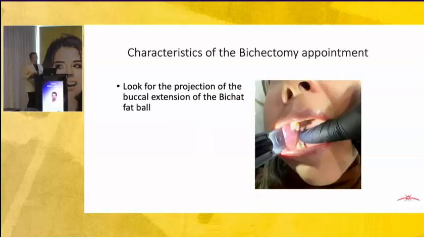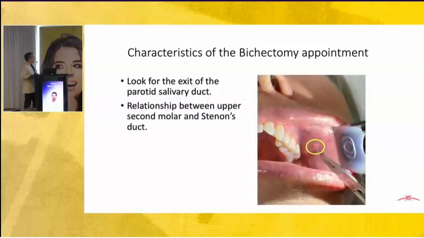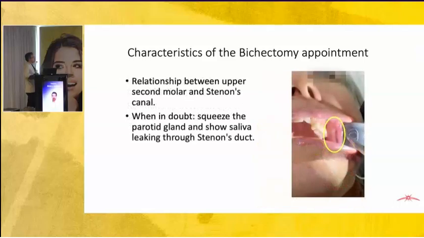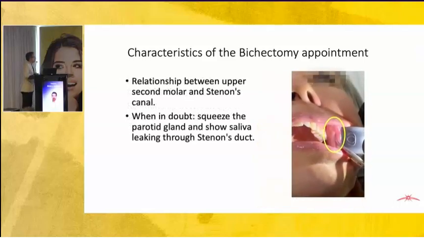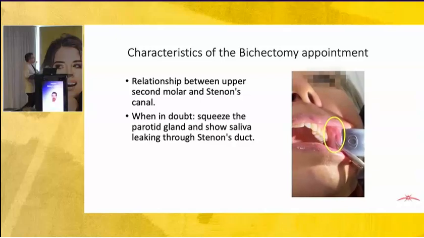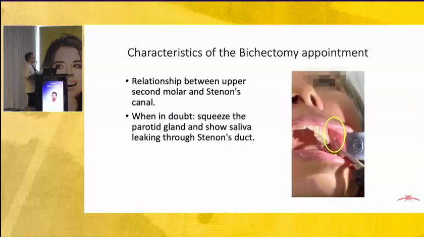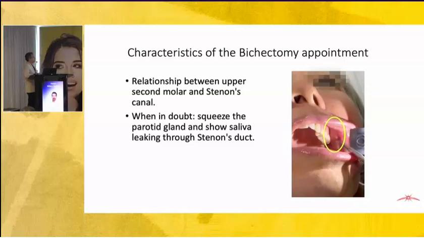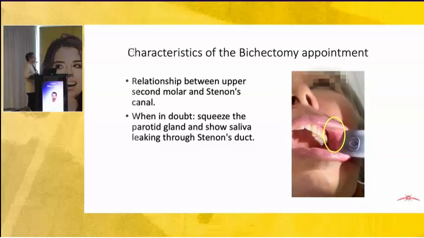In the classical appointment, I try to show the patient the appearance of the buccal fat pad, because when you push it, it appears here in the inner mucosa of the buccal area. And I always try to identify the duct of the Stensen duct. It is not always so easy. That's why in some cases I need to squeeze the parotid gland to see the saliva leaking, and be sure of the position to avoid any kind of injury.